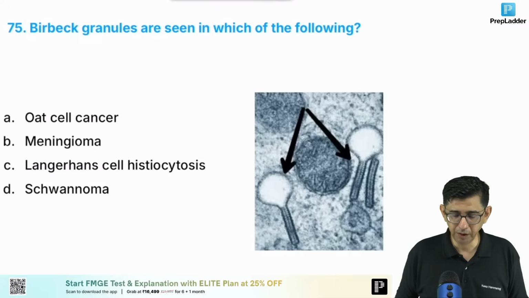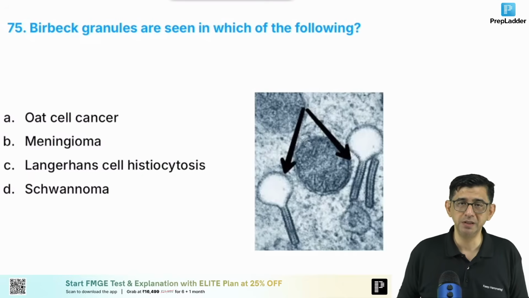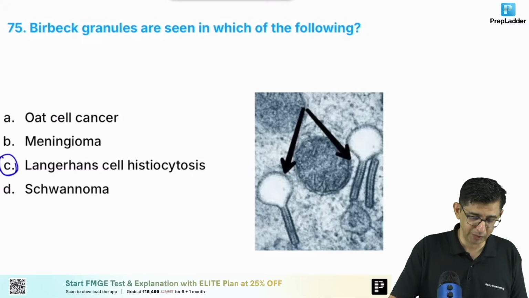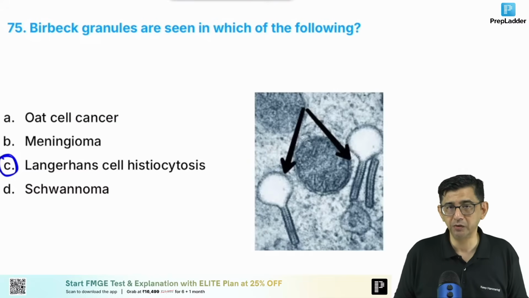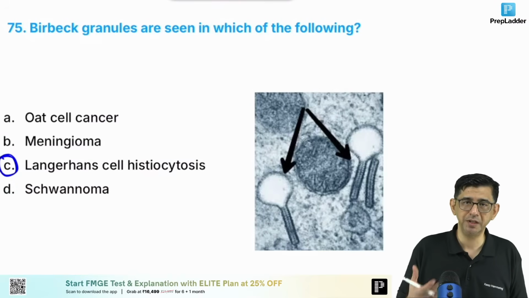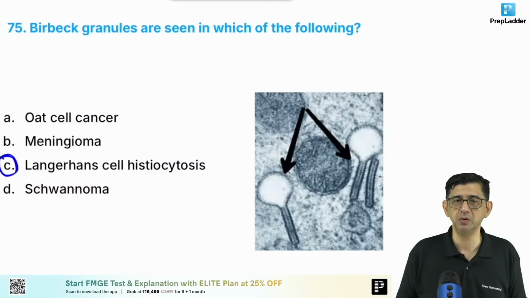This would be Birbeck granules would be seen in. These would be CD1A positivity, and this is also called Letterer-Siwe disease. It is also called Christian disease, and Birbeck granules would be seen with Langerhans cell histiocytosis. For schwannoma, you read about Antoni A and Antoni B bodies. Schwannoma, we always have Antoni A and Antoni B bodies, but Langerhans cell histiocytosis is where we have histiocytes, which are like modified macrophages, which cause infiltration.